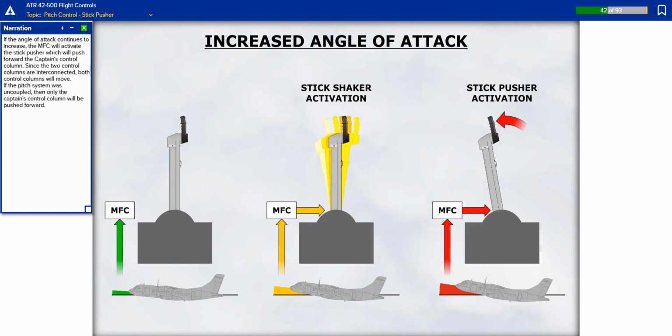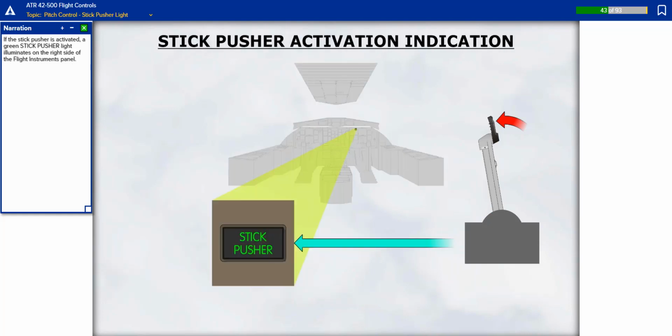If the angle of attack continues to increase, the multifunction computer will activate the stick pusher, which will push forward the captain's control column. Since the 2 control columns are interconnected, both control columns will move. If the pitch system was uncoupled, then only the captain's control column will be pushed forward. If the stick pusher is activated, a green stick pusher light illuminates on the right side of the flight instruments panel.